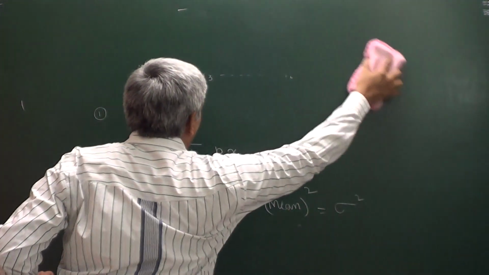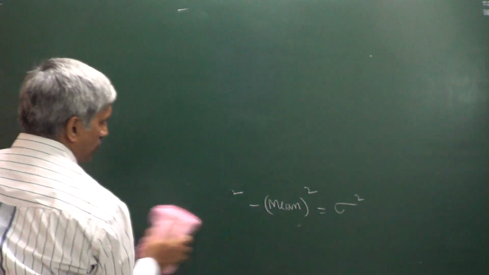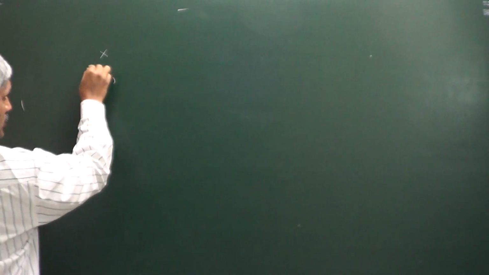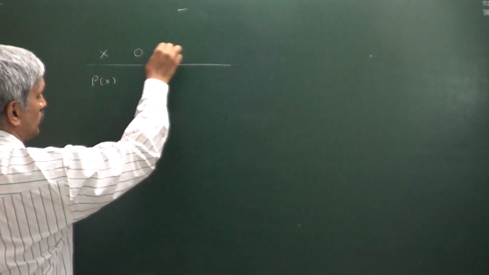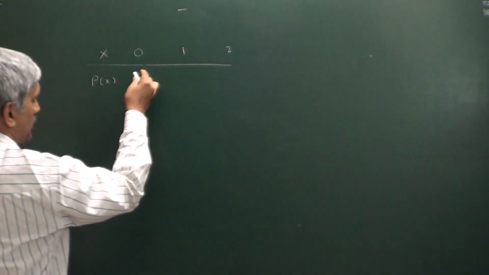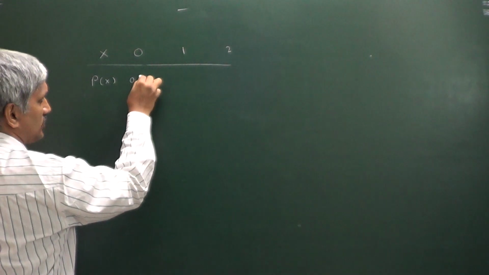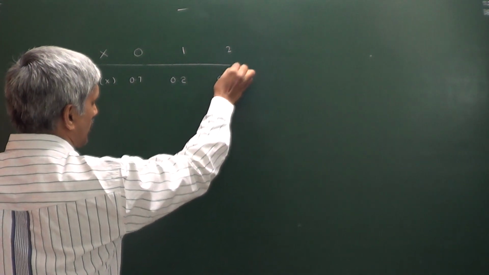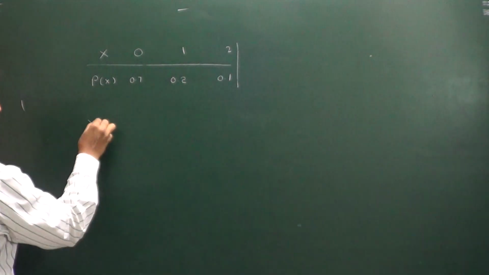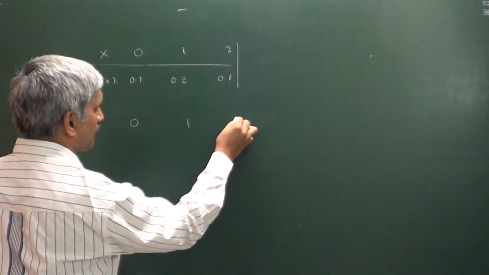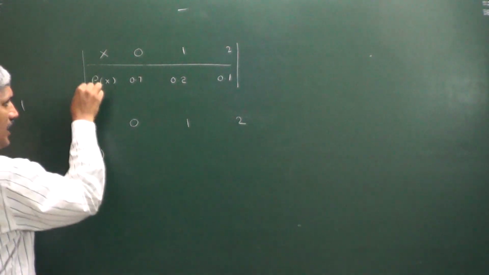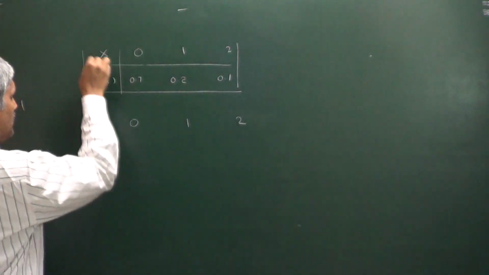Now sometimes they will ask problems like this. X and their respective probabilities are given in this way. X takes the values 0, 1, 2, and their respective probabilities are given as 0.7, 0.2, 0.1. We have to say whether it is a possible probability distribution or not. Yes, the one given here is a possible probability distribution.